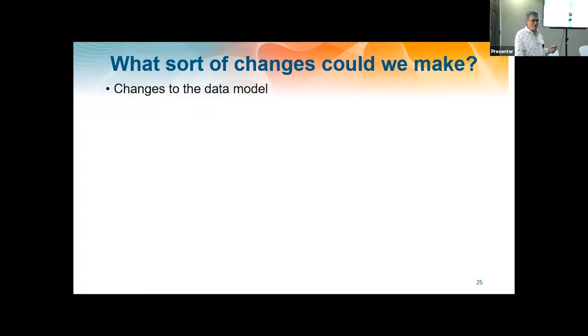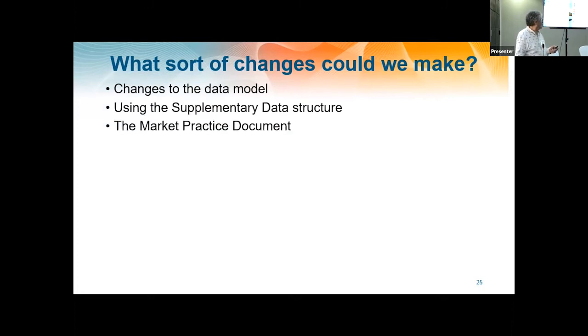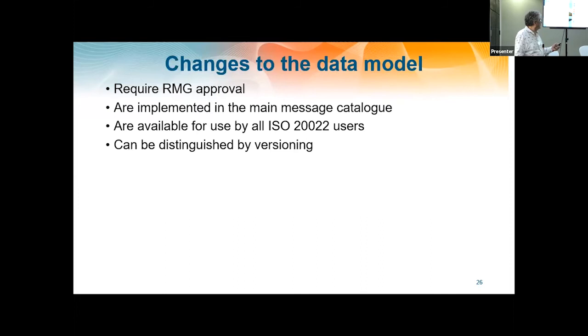So first of all, we can make changes to the data model, as we saw. We can use what's called a supplementary data structure, or we can use the market practice document. I'll talk in a little bit of detail about how each of those will work. Changes to the data model require approval from the RMG. They are implemented in the main message catalog, which you would see if you went onto the ISO site. They're available for use by all ISO 20022 users, but they can be distinguished as specialized versions by versioning. ISO has quite a complicated versioning structure, which means that you can distinguish specialized versions of the message from each other.